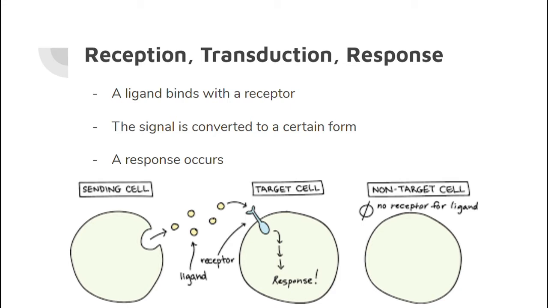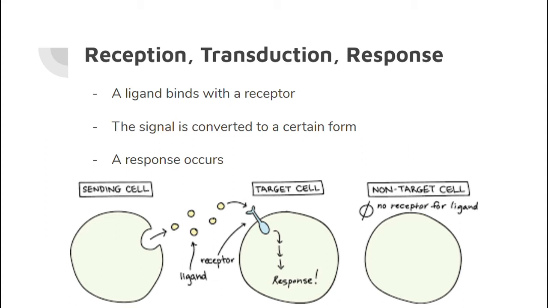During reception, a ligand, which is basically a signaling molecule, from outside the cell is going to bind with a receptor that's on the surface of the cell or inside the cell. And then transduction is when the signal is converted to a certain form, and this is going to make it understandable to the cell, and this is going to lead to a response. And then the response stage, obviously, is when the cellular response occurs.